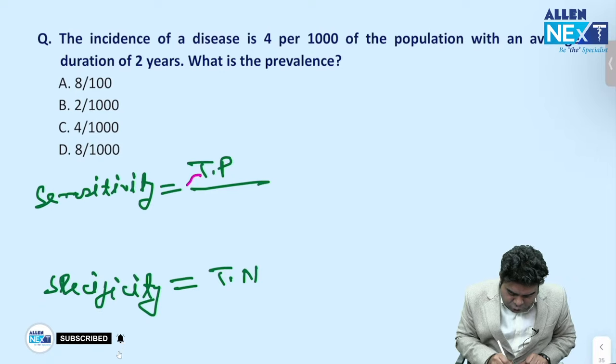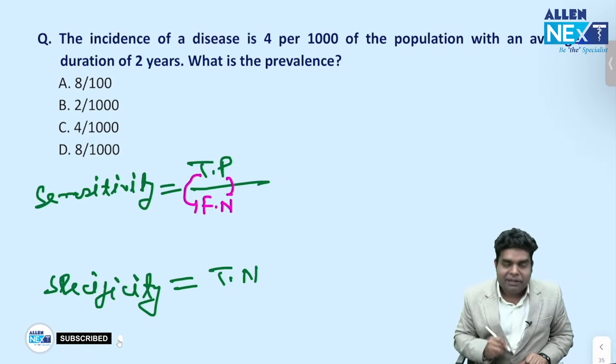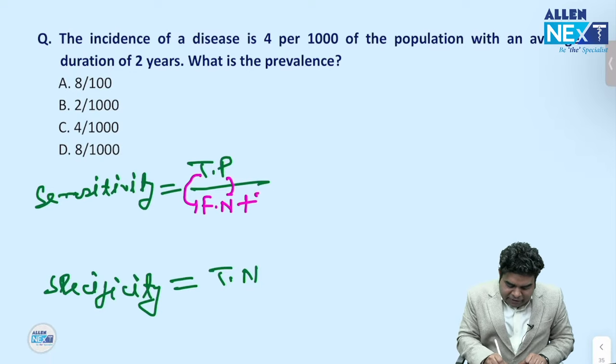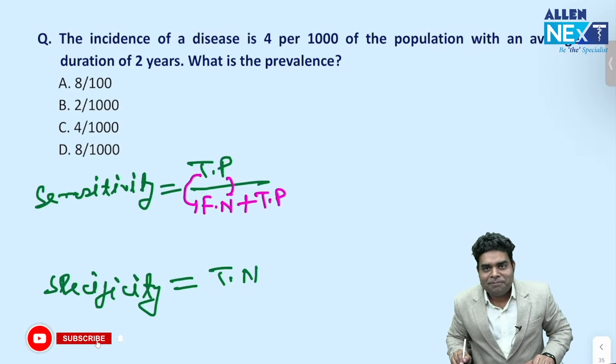What is the opposite of true? False. What is the opposite of positive? Negative. So we will write false negative and we will add true positive with that.